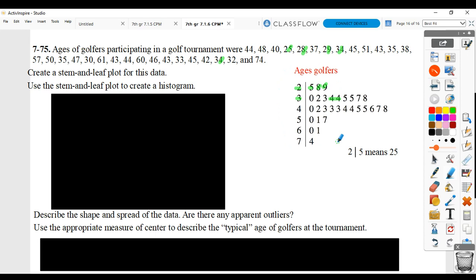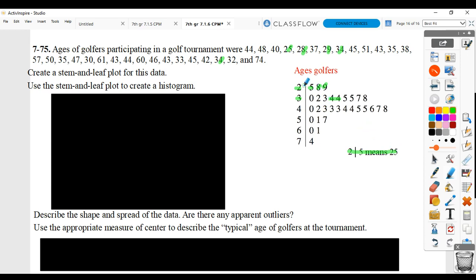So remember, with the stem and leaf plot, you should have some type of key or legend like this. A stem of 2, a line, and a leaf of 5 means 25. You can use any value here. You could also say this means 25 years old, if that is more complete.